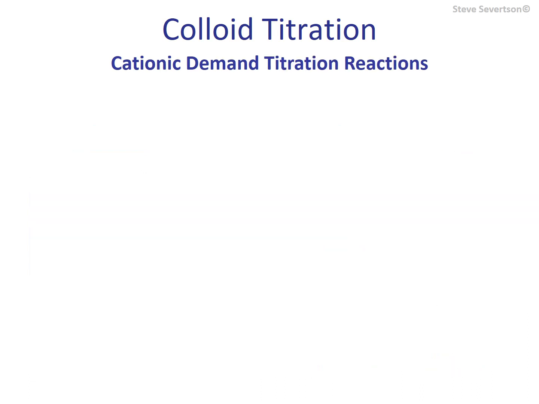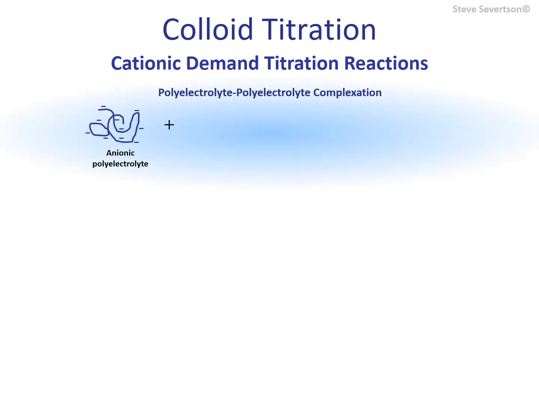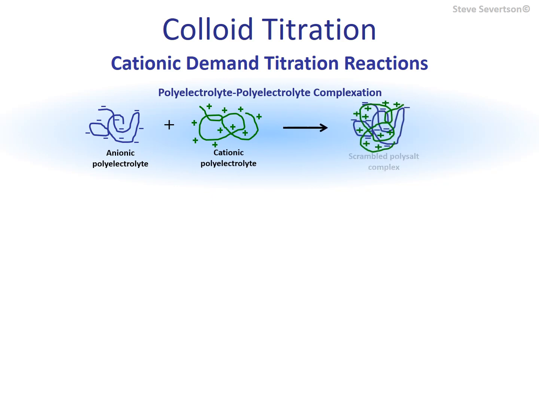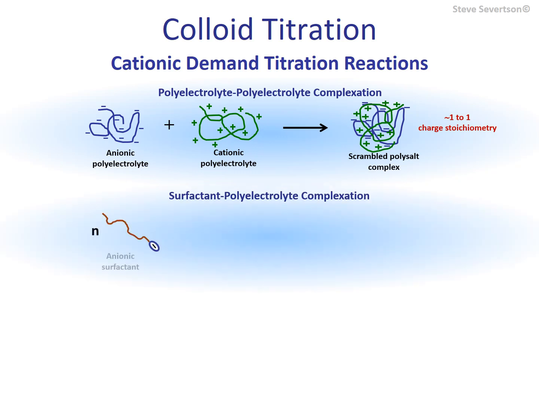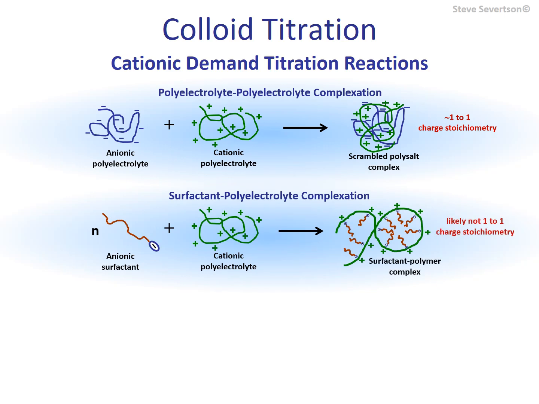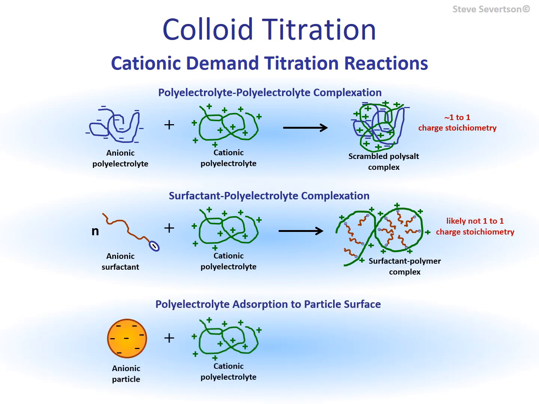Three main categories of reactions account for most of the cationic demand. These include polyelectrolyte complexation to form polyelectrolyte complexes, which form with nearly a 1-to-1 charge stoichiometry, surfactant-polyelectrolyte complexes, which are assumed to form with a 1-to-1 charge stoichiometry, and adsorption of the cationic polyelectrolyte to anionic particle surfaces. This final reaction is difficult to characterize if dealing with porous solids.